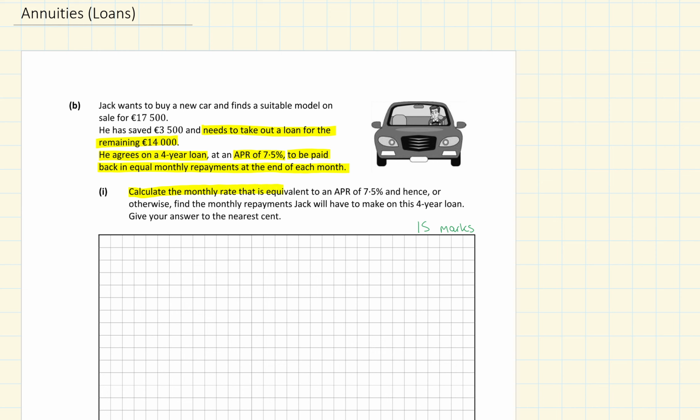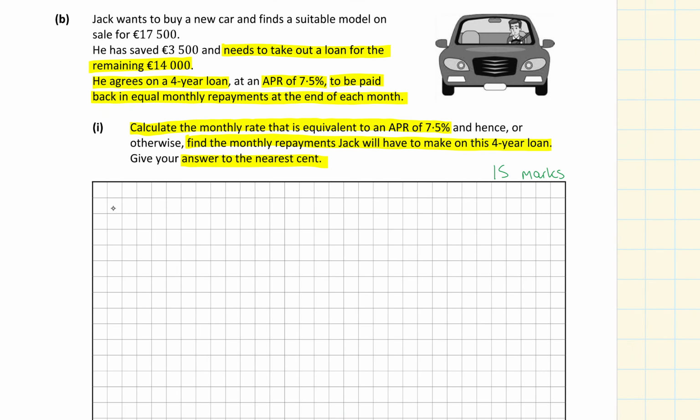So calculate the monthly rate that's equivalent to the APR of 7.5%. And then hence or otherwise find the monthly repayments he'll have to make. Answer to the nearest cent. So we'll deal with our interest rate first. So 1.075 is equal to (1 + r) to the power 12. So the 12th root of 1.075 equals 1 + r. So r is equal to that minus 1.